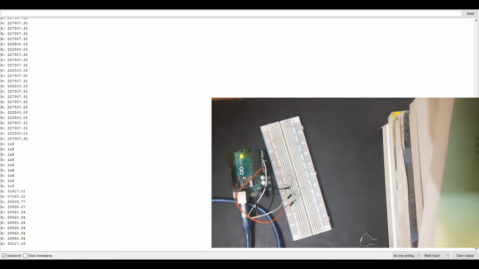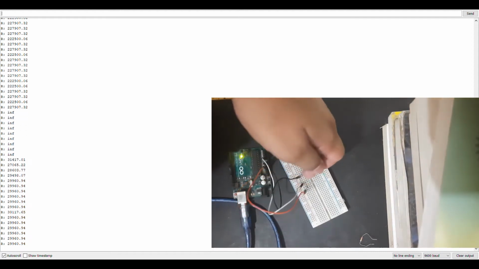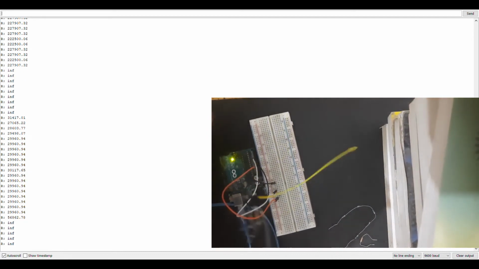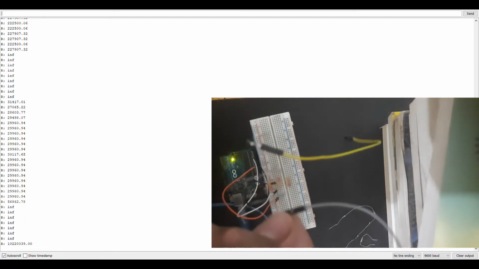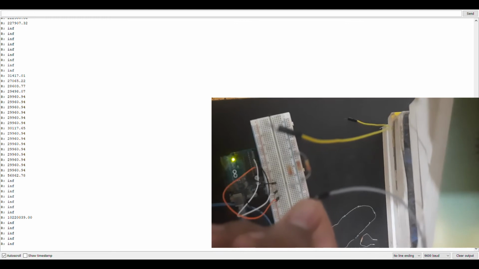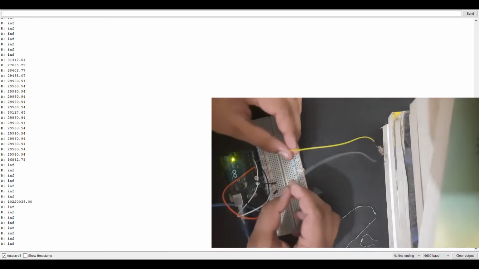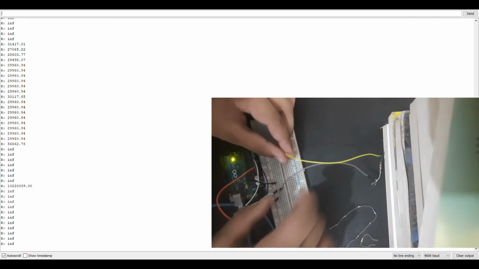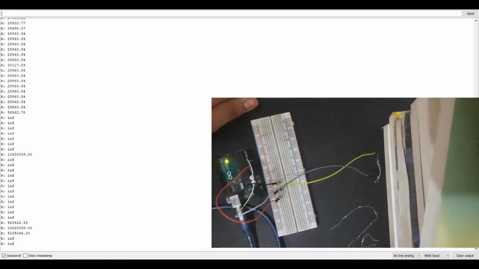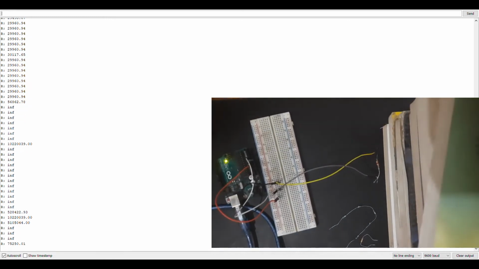So now let's try to connect the parallel arrangement. This is the parallel arrangement. As you can see, 3 resistors are connected in parallel. So now let's connect it in the circuit. So as we predicted, the readings are almost around 74,000.